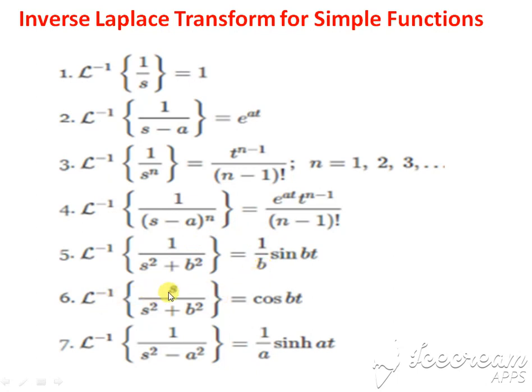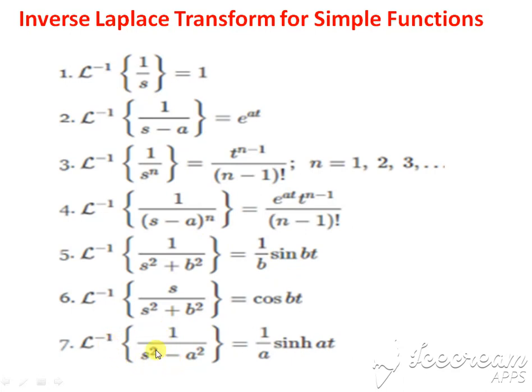So next one, L inverse of s by s squared plus b squared is equal to cos bt. As already discussed, if s is in the numerator, we have cos; if a constant is there, we have sin. So next one, in the denominator, if we have minus, it means hyperbolic function.